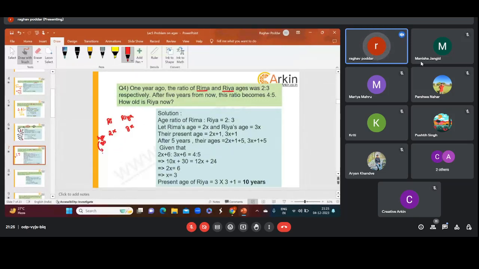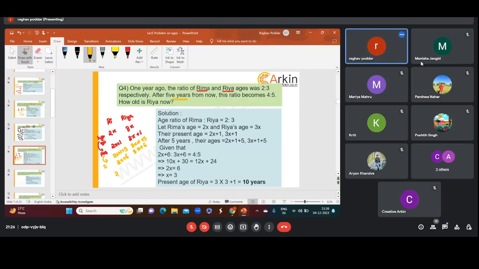So from 1 year I will come to present. So coming to present, it would be 2x plus 1 and 3x plus 1. Now from present, I need to go 5 years from now. From now means from present. Always remember, whenever you want to go to future, you will go from present. So from present, when you go to future, that means you need to add 5 more to it. So it would be 2x plus 1 plus 5, and this would be 3x plus 1 plus 5. This becomes 2x plus 6, and this becomes 3x plus 6.